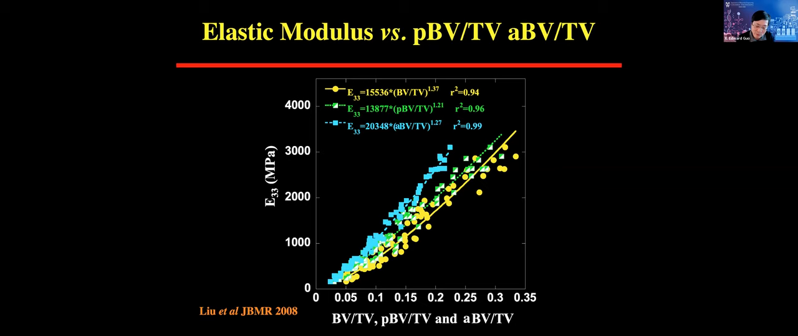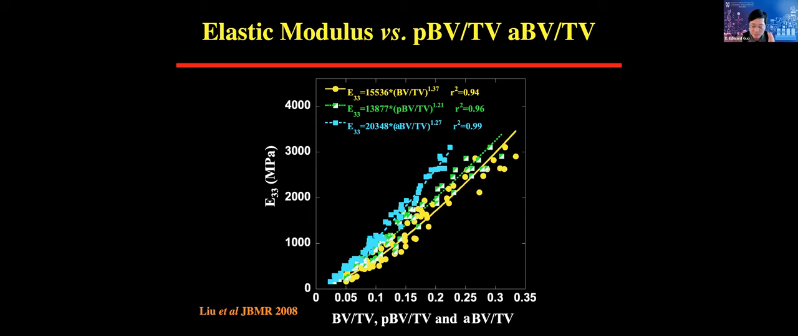Beyond bone volume fraction, if we measure the plate bone volume fraction, PBV/TV, in green, it describes the mechanical properties even better. And if we only count the bone volume fraction in the direction of the mechanical property, it almost completely describes the mechanical property. The R square is 0.99. So there's not really much variation that cannot be explained by bone aligned in this direction. Therefore the mechanical property is really determined by how much of the micro bone is aligned in that direction.